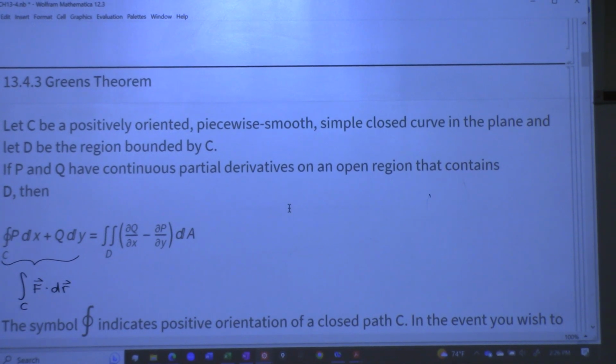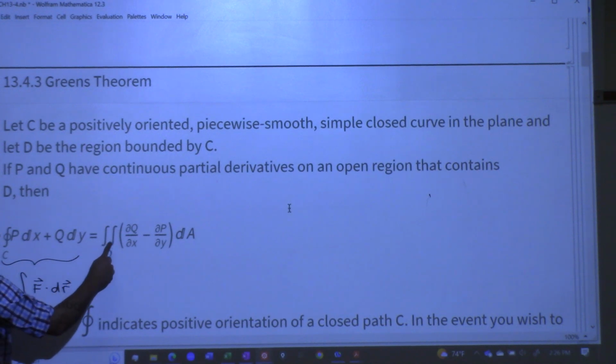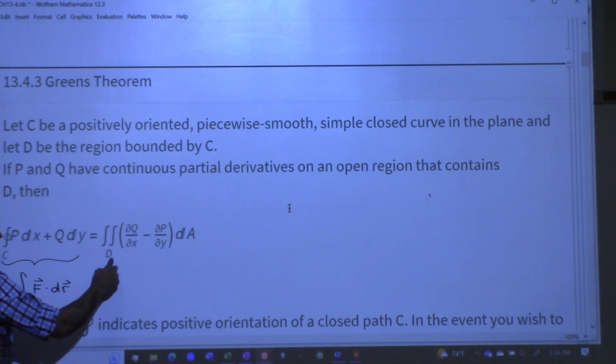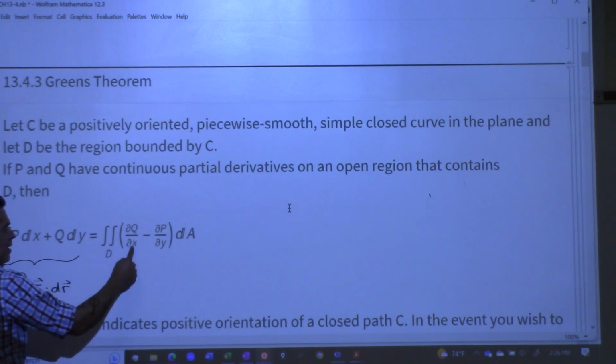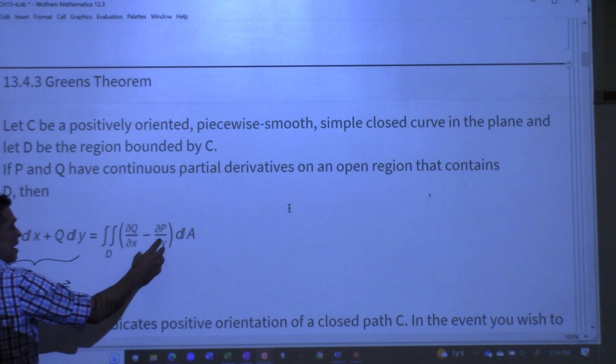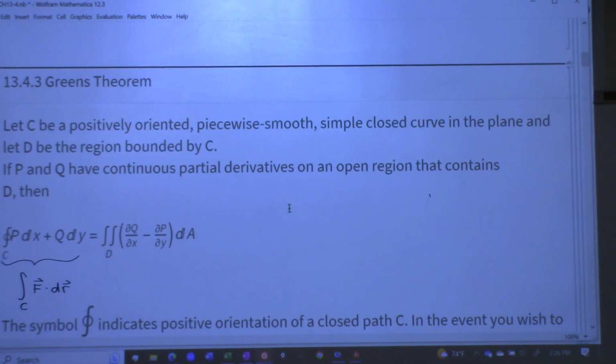So if you want to calculate the work over a closed curve with positive orientation on that curve, it's just equal to the double integral over D, that's the region that it encloses, of the partial of Q with respect to x minus partial of P with respect to y. You figure out what that is, and then you integrate that with respect to area.